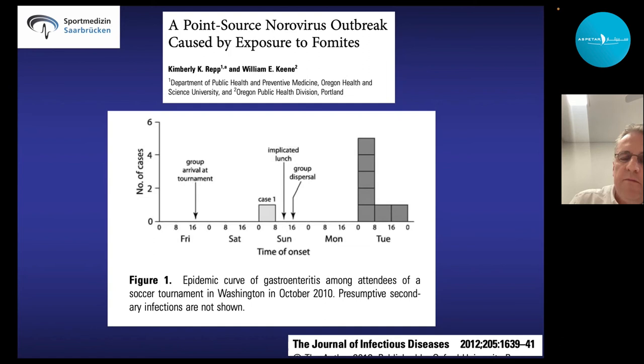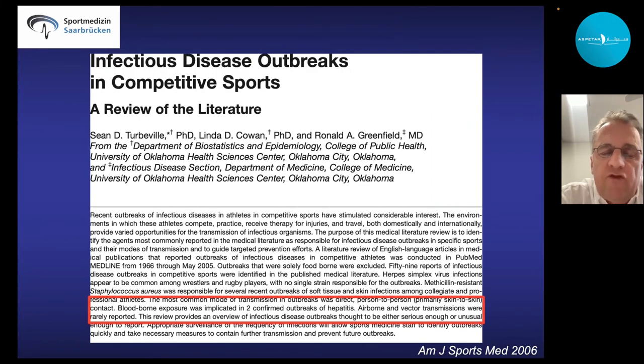So this is an article that I'd like to recommend to you. It is freely available, and it is well described there: how the course of the disease, how the transmission of the infectious agents occurred in this team, and how it could be possibly avoided. In the outbreak literature, from professional or from competitive sport, you do find very little.